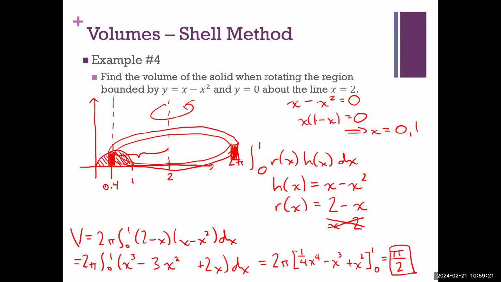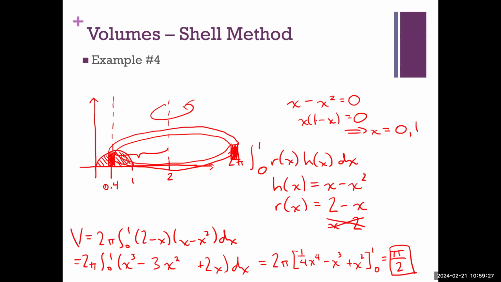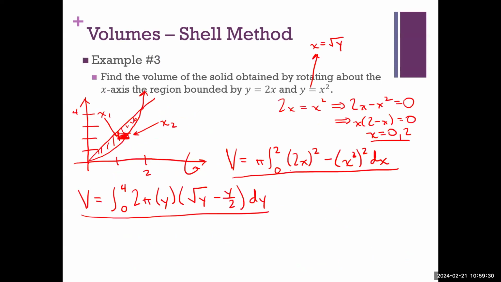Go ahead. On the last example, I'm a little confused on why you went with dy versus dx rectangles. Yeah, let's talk about that. Why did we do dy rectangles? For rotating around a horizontal line. Really we did both on this one, so let's be really clear about what these two things are. This right here is disk method, and this right here is shell method.